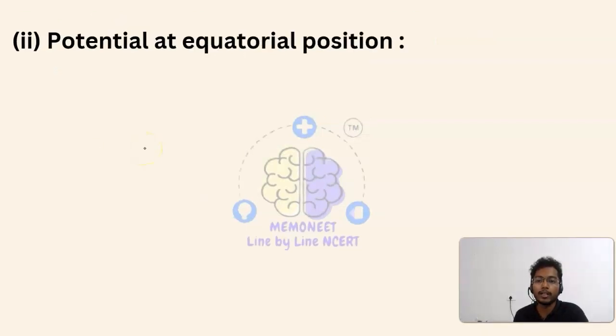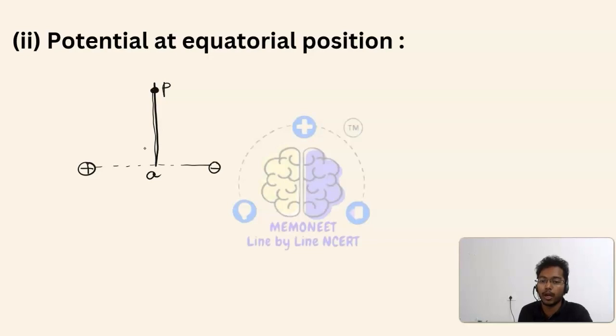Now the equatorial position: we have the positive charge here and the negative charge here, separated by distance a, and this is the bisector region. We have to find the potential here. The distance from the positive charge and from the negative charge is equal. For any point charge we write kq upon r, and we have the same value for the negative charge, with the same magnitude but opposite in sign.